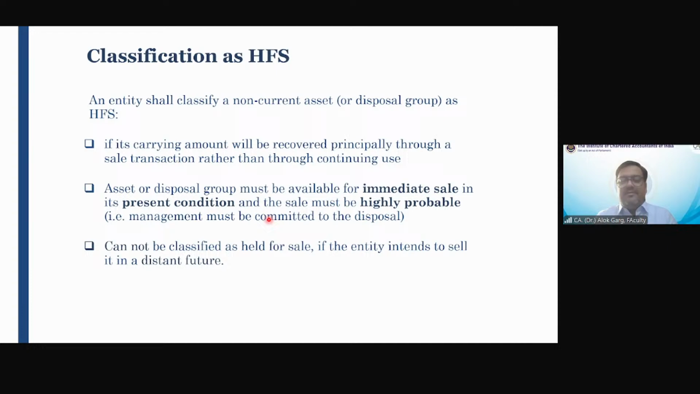Okay. Understood? So have you understood the difference between available for sale and available for immediate sale in present condition? Yeah.